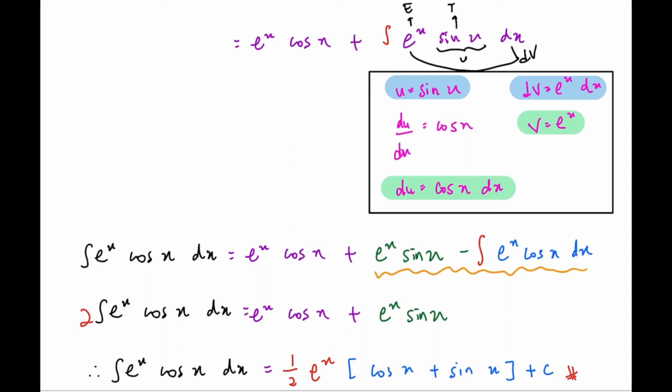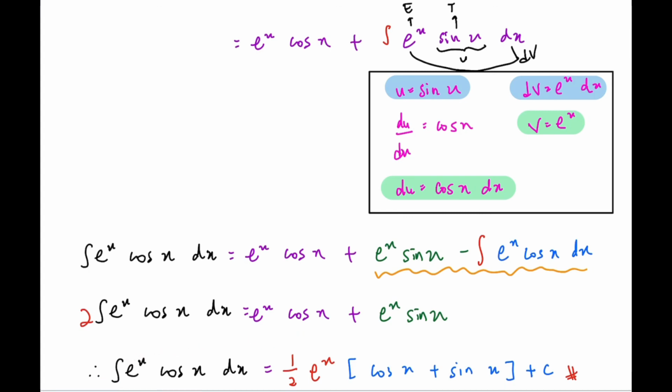Finally we want this one, which is our question originally. So what we should do is get rid of this 2, just divide it to the other side. Therefore, the integral of e to the power of x cos x dx is equal to 1 over 2. From here, I hope you can see that this is a common term, so just take it out. In your bracket is just cos x plus sine x, and don't forget to write plus c. Therefore, this is your final answer.